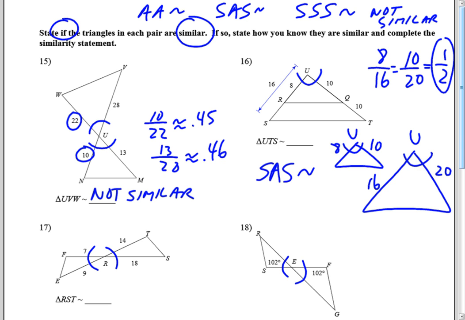So now looking at these components, what do you have? Side angle side. This one, they didn't turn out to be equal. They turned out to be not equal. This one, they all turned out to be 1/2. So now I can write UTS, UQR. Make sure they're in the proper order. Just like with congruency, we want similarity to be consistent and corresponding.